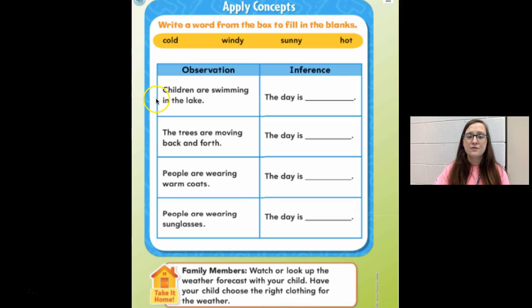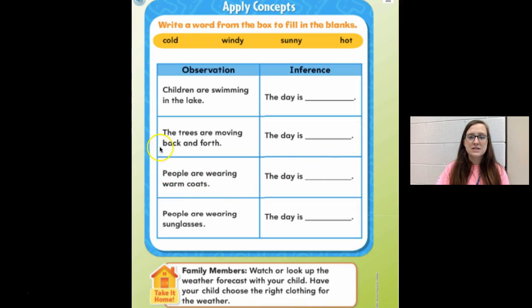The first one says, children are swimming in the lake. So if that's what you see, children swimming in the lake, do you think the day is cold, windy, sunny, or hot? Write what you think on the line. Pause your video until you're done.